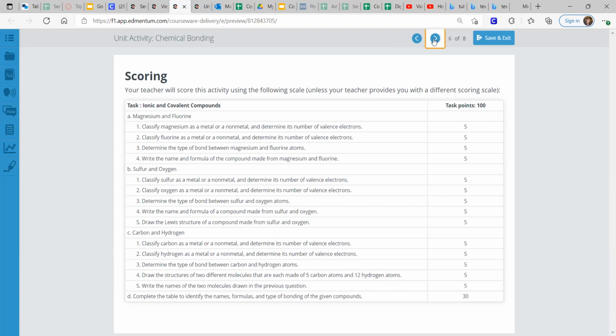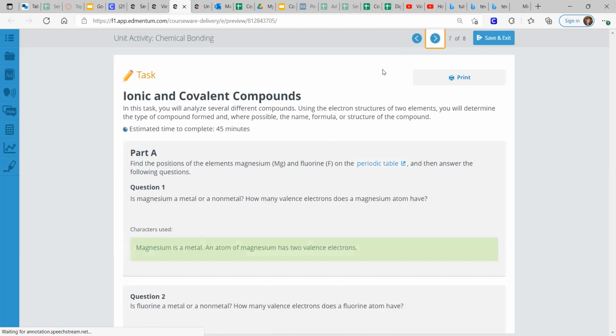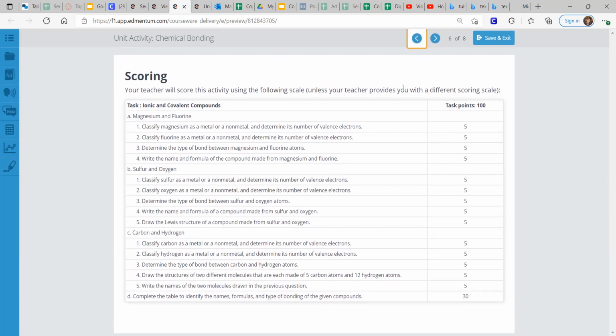In this activity, this is the scoring I will be using. So go over that before and make sure you hit all of those points.